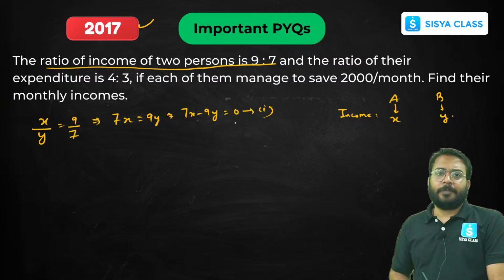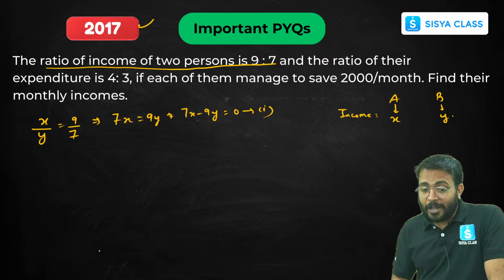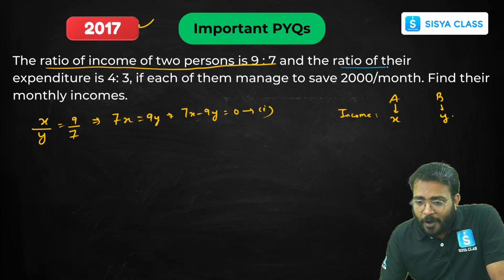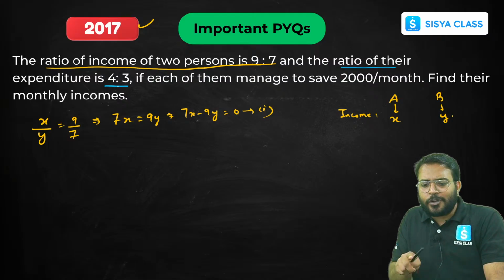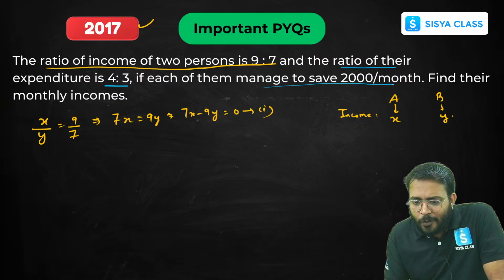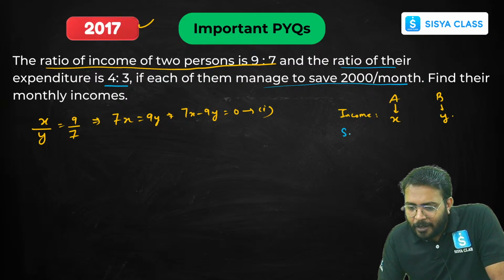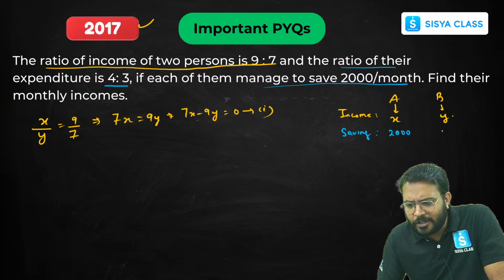All right. Now, in the next statement, what are they saying, beta? In the next statement, we are saying the ratio of their expenditure is 4:3, if each one of them managed to save 2,000 per month. Beta, they are giving their savings. Their saving is what, beta? 2,000. A is also saving 2,000 per month. Y is also saving 2,000 per month.